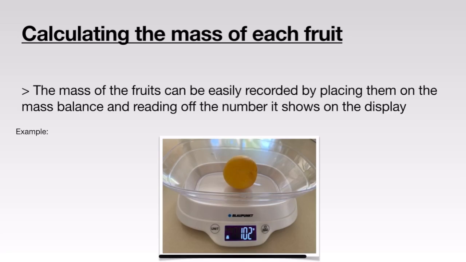Calculating the mass of each fruit. The mass of the fruits can be easily recorded by placing them on the mass balance and reading off the number it shows on the display. Here's an example.